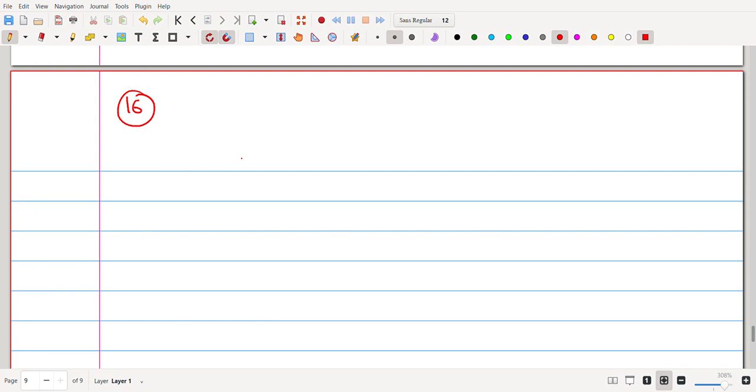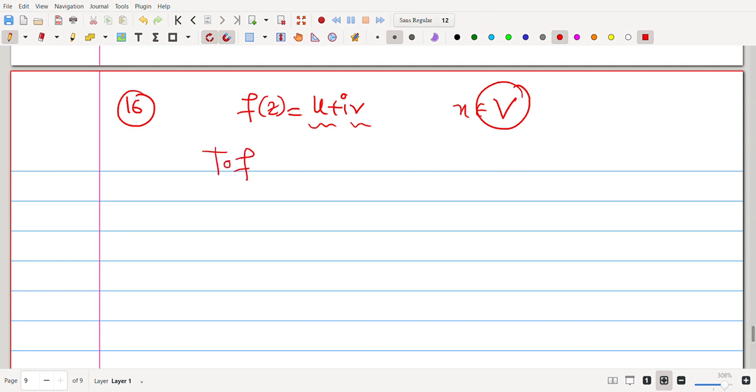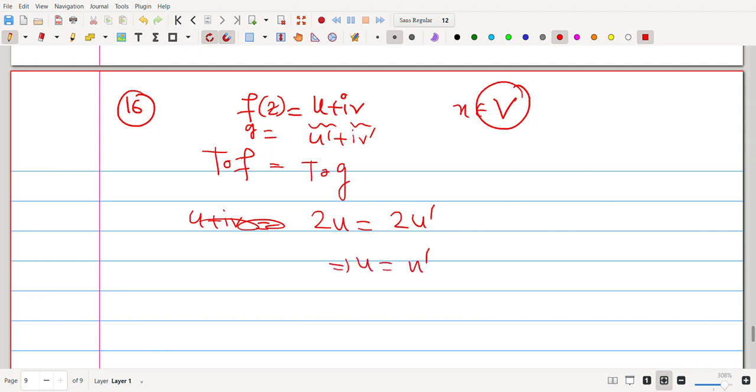Question number 16. T from C to R, defined as T(z) equal to z plus z bar. It's a C vector space. So you can just take, say, f(x) equal to u plus iv, for x belonging to V, the vector space. If we write it as u plus iv, where u is the real part and v is the imaginary part, and say g equal to u prime plus iv prime, then T compose f equal to T compose g means 2u equal to 2u prime, because T is z plus z bar. That means u equal to u prime.